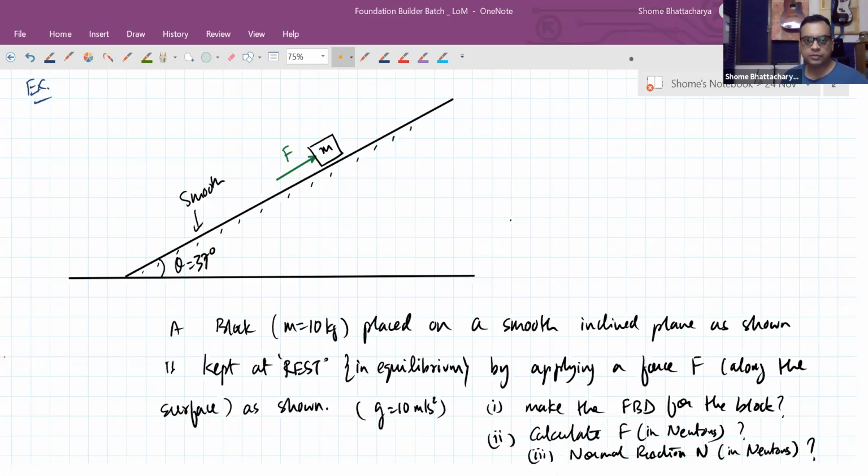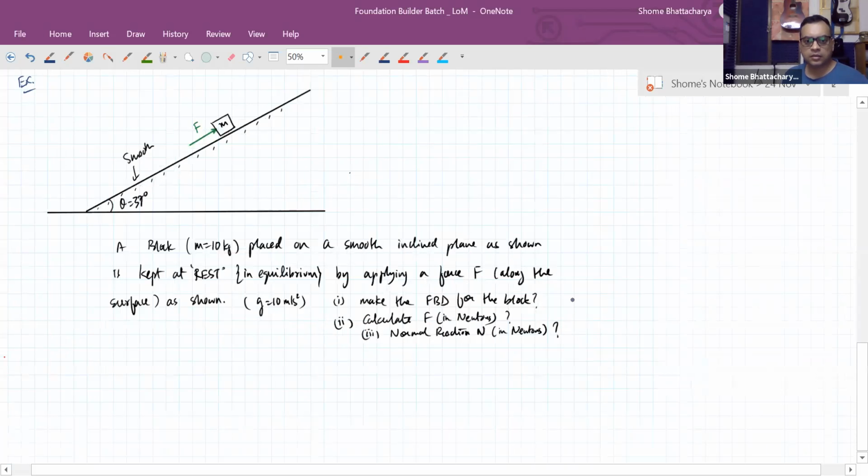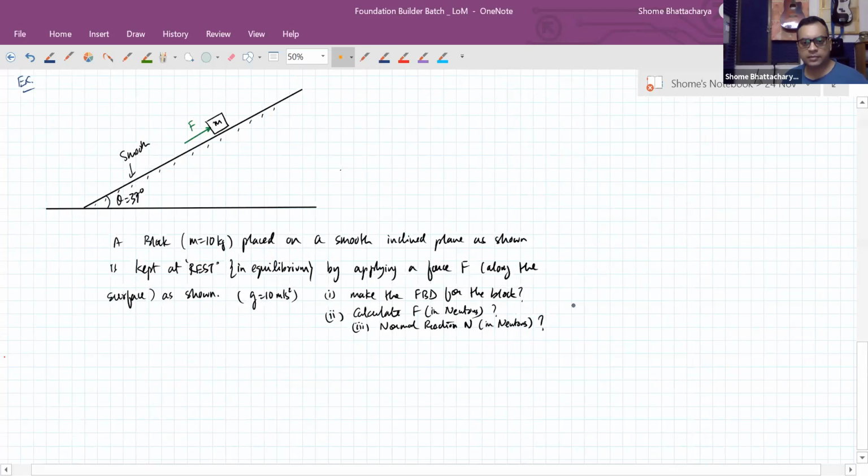Okay, so I'll make the free body diagram, but let me give you the answers first. On making the free body diagram, the value of F should come out to 60 newtons. And the normal reaction acting on it should come out to 80 newtons. Now let's understand why.